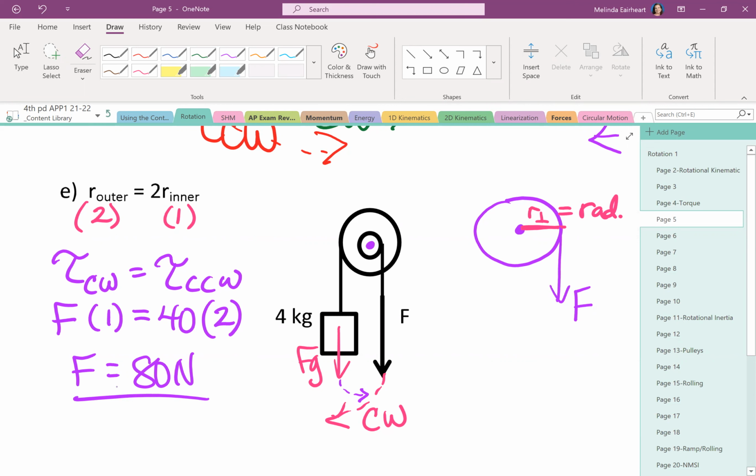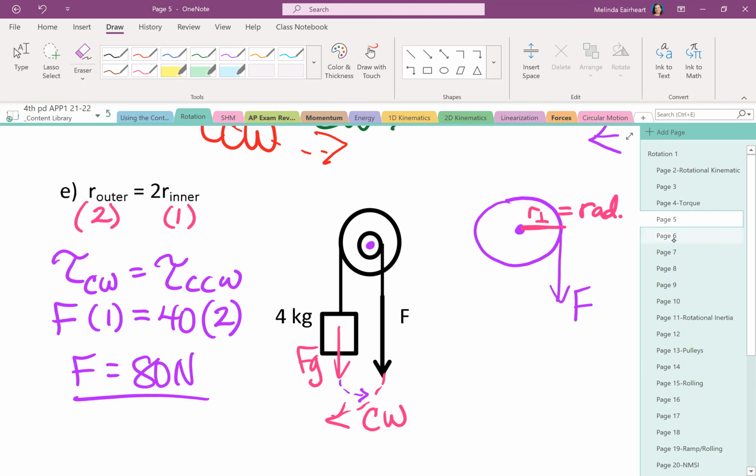What if I pulled 81 newtons? Would I be in equilibrium? No, we're going to have angular acceleration. We're going to have changes to the angular quantities, right? And we go back to that kinematics or Newton's second law of rotation. What if I pull with 79? Same thing, I'm going to have change, but in the opposite direction, okay?